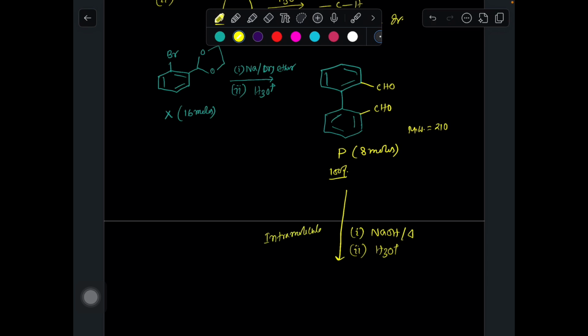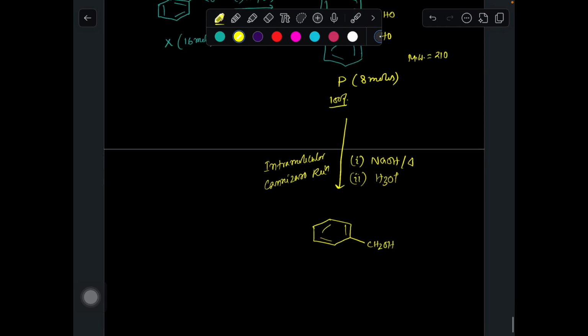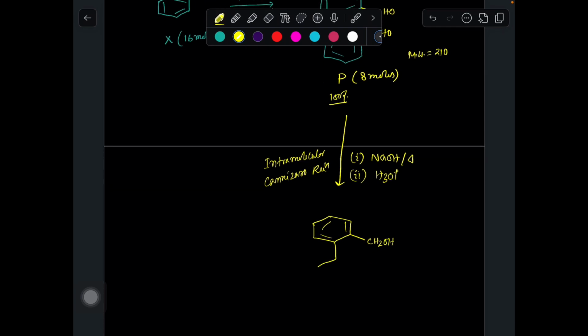Intramolecular Cannizzaro reaction. In the intramolecular Cannizzaro reaction, one CHO group is converted to the next higher oxidation group, that is acid, and the other one is reduced. It is nothing but a self redox reaction.